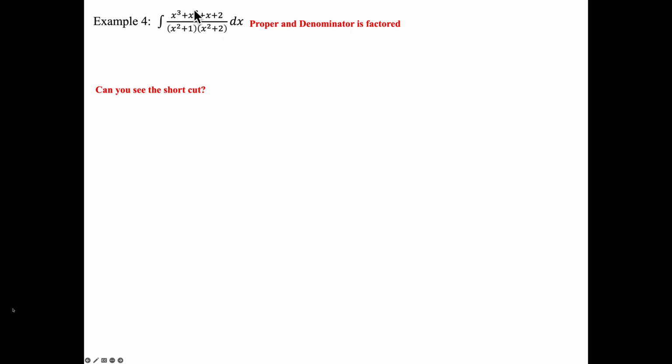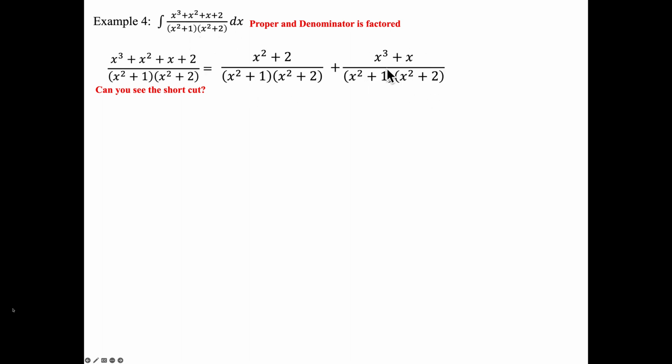Here's an x squared, here's a plus 2. Let's take these two terms and write it over this denominator. Then the other two terms, x cubed and the plus x, write it as its own fraction. Now, why did I want the x squared plus 2 by itself? It matches the bottom binomial. They cancel. 1 over x squared plus 1.